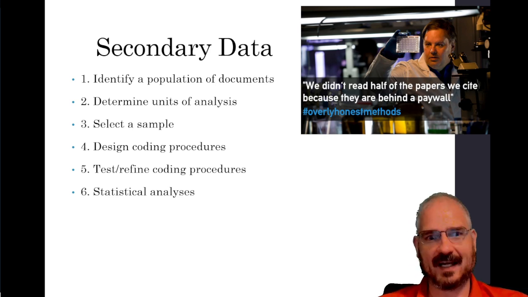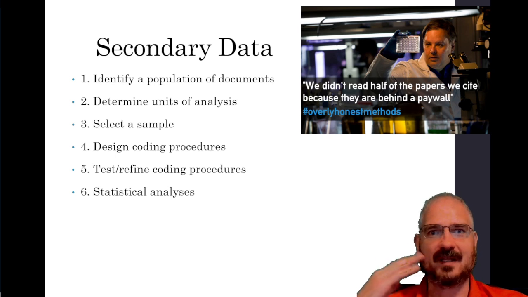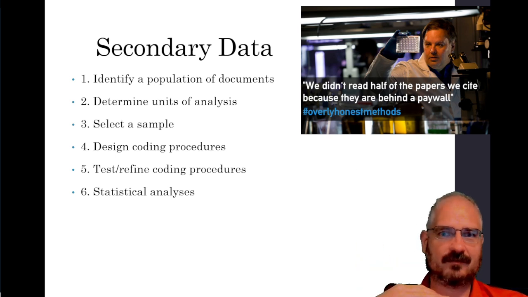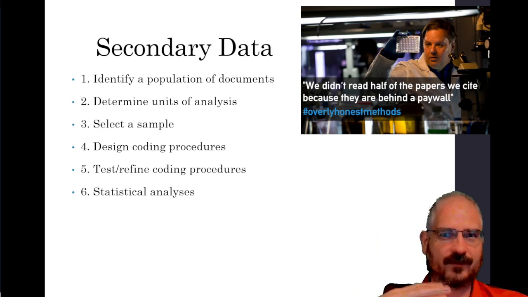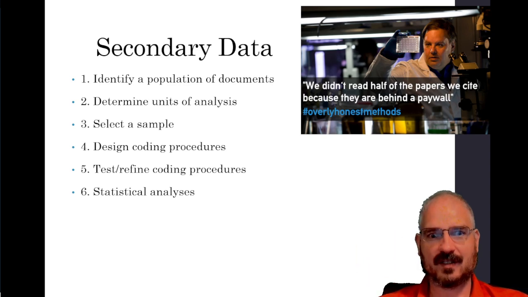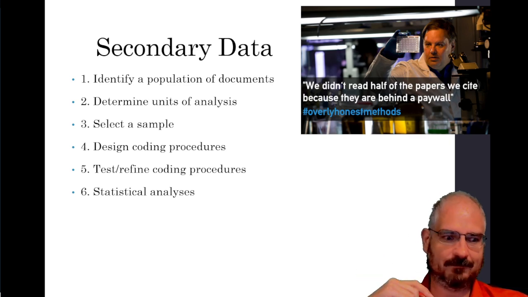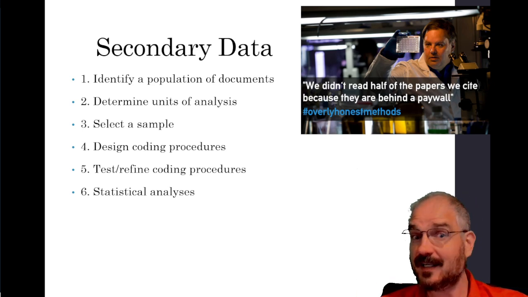So with secondary data, step one, we want to identify a population of documents. Maybe it's newspaper articles, maybe it's diaries from Civil War soldiers, maybe it's birth records from 1800 to 1900 or something like that. Then we're going to determine our units of analysis. Is it issues of the newspaper? Is it particular articles? Is it days in the diary, or is it just the diary itself, right?